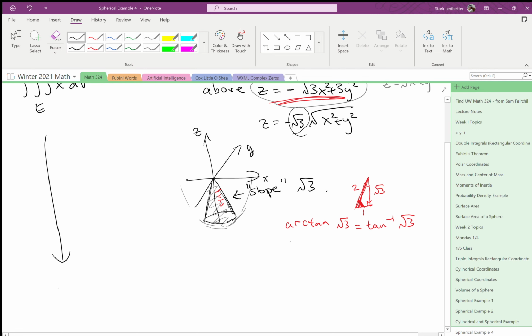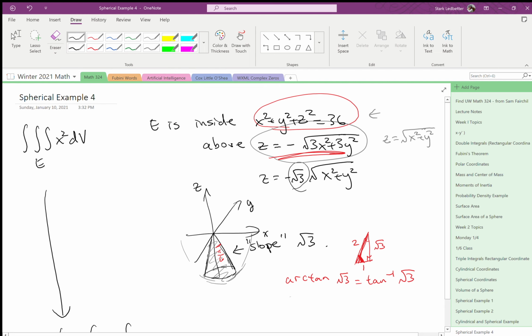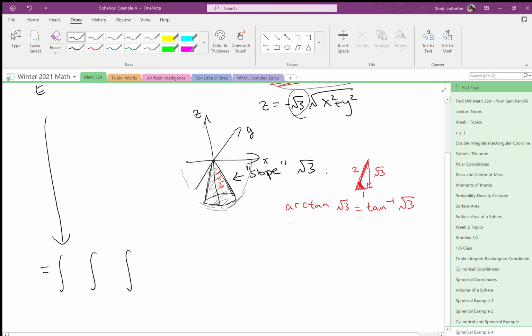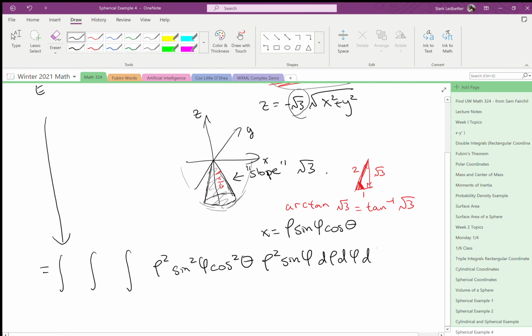Okay, let's see. We have 3 integrals. We have x squared. Remember, x was rho sine phi cosine theta. Okay, so x squared is going to be rho squared sine squared phi cosine squared theta. And then because I'm integrating in spherical coordinates, I need another rho squared sine phi. That's d rho, d phi, d theta.